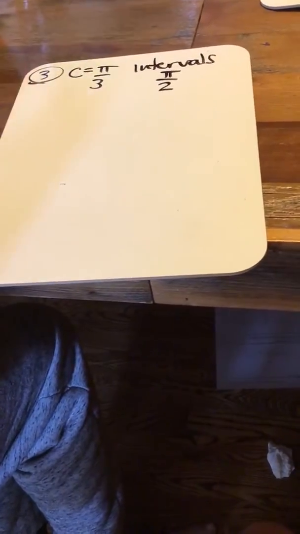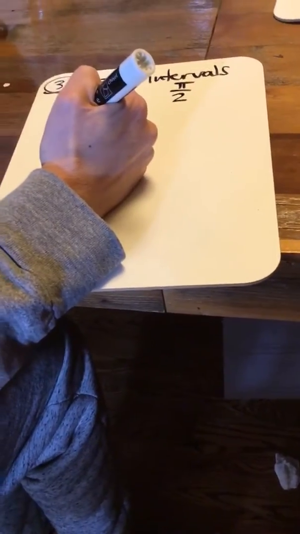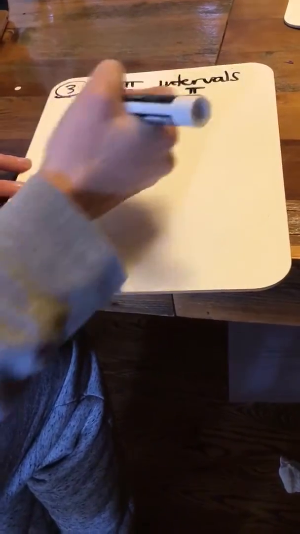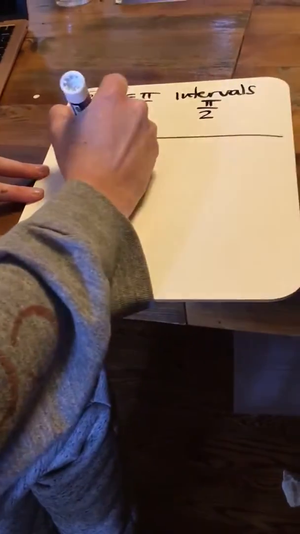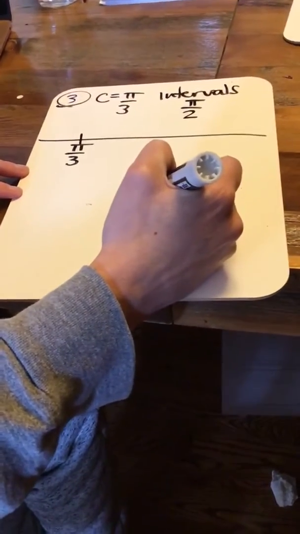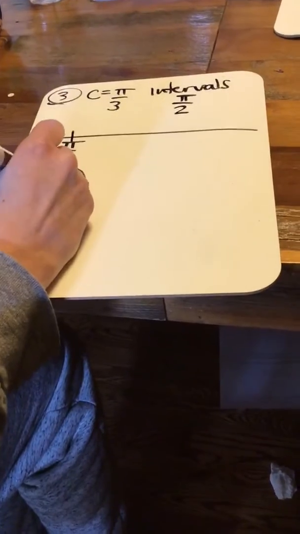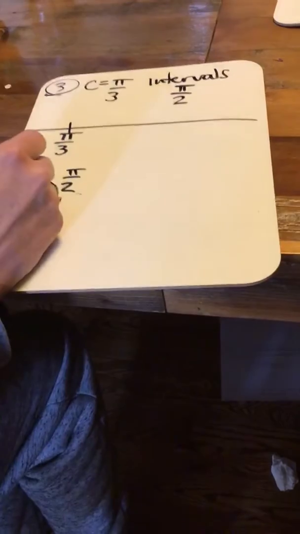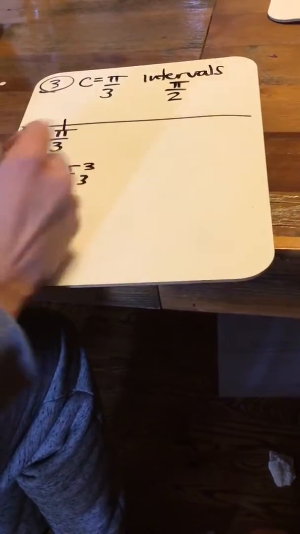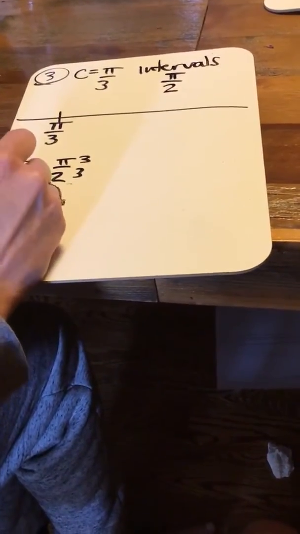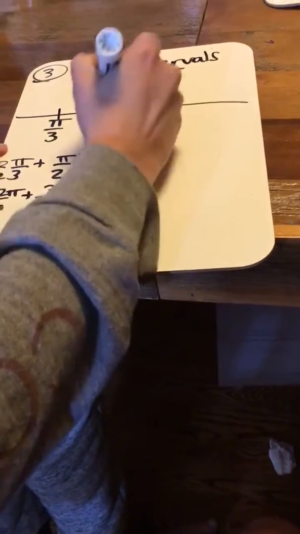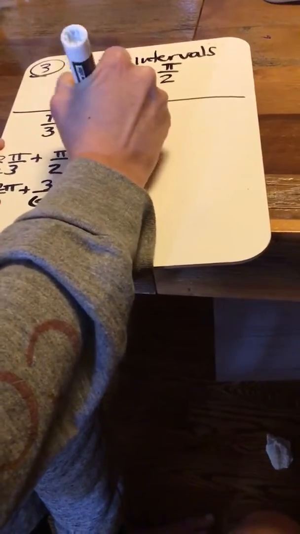So if you want to be able to do it the way we've been doing it, what you're going to have to do is put pi over 3 on your graph, and then you're going to have to figure out intervals from there. So you're going to have to do some math. You're going to have to say pi over 3 plus pi over 2. So I need a common denominator. So this would be 2 over 6 plus 3 over 6, which makes 5 over 6 would be my next one.